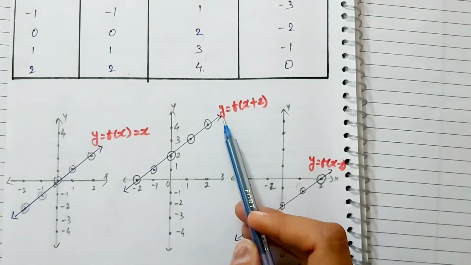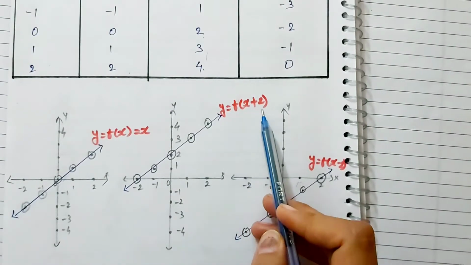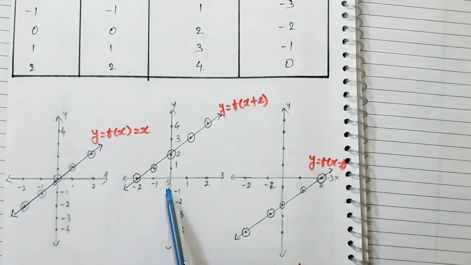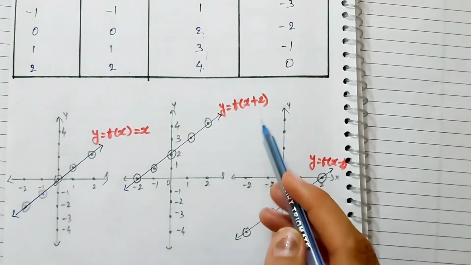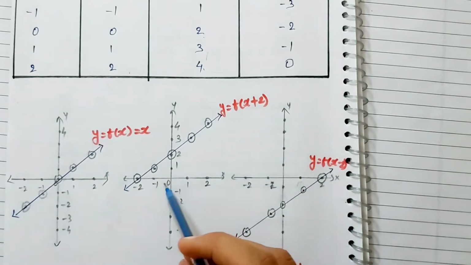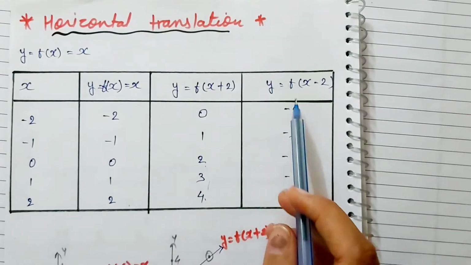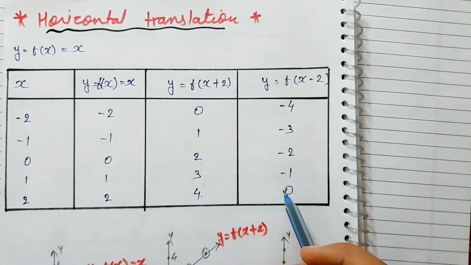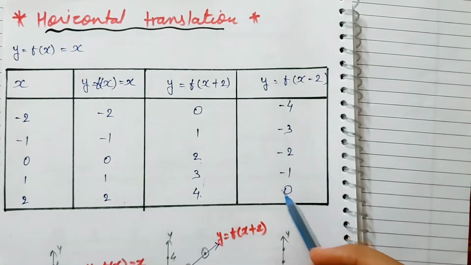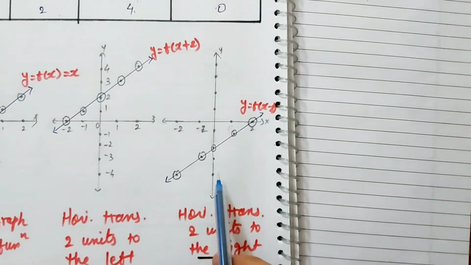So this shows that y is equal to f of x plus 2 means that the graph has moved 2 units to the left-hand side horizontally. This plus 2 means it's moving left. Similarly, we can find the values for x minus 2. These are the values that I get, and if I plot the graph for that as well, this is what my graph looks like.